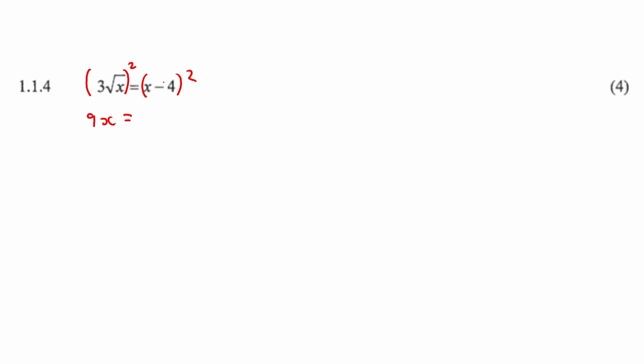Square it, and whatever you do to one side, you must do to the other as well. So 3 squared is equal to 9. Root x times root x is simply equal to x. X minus 4 squared. So it might be easier for some of you to see. So it's going to be x times x, x times negative 4, and so on and so on.